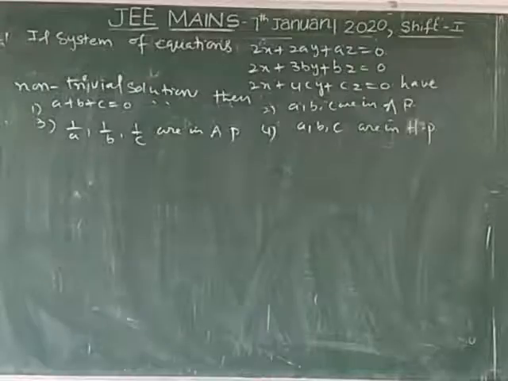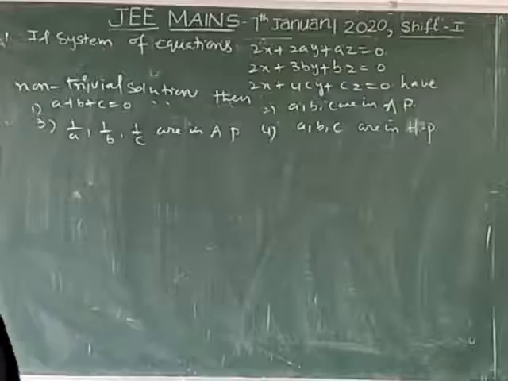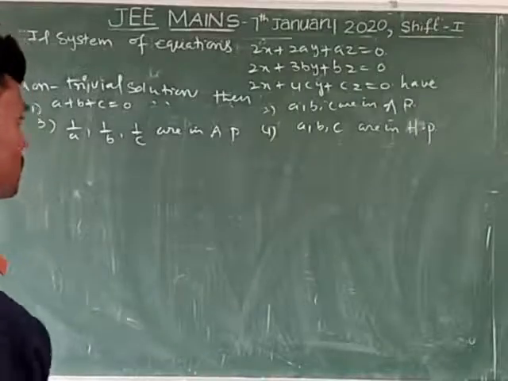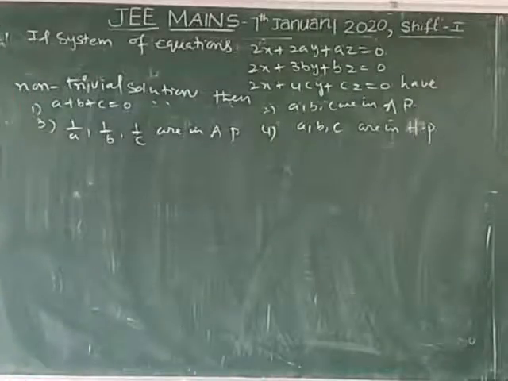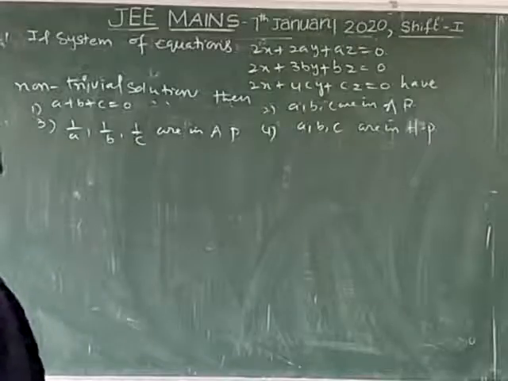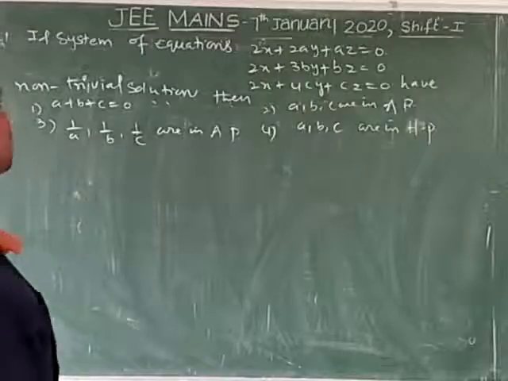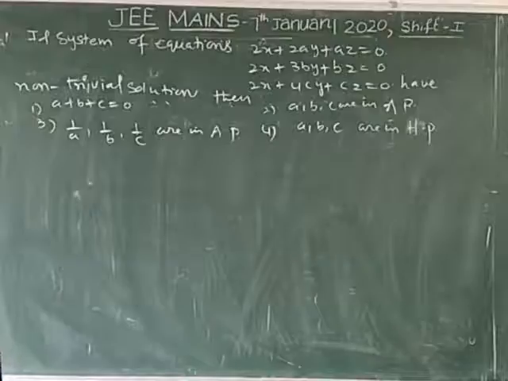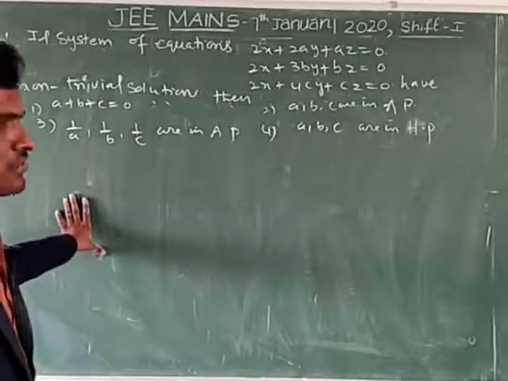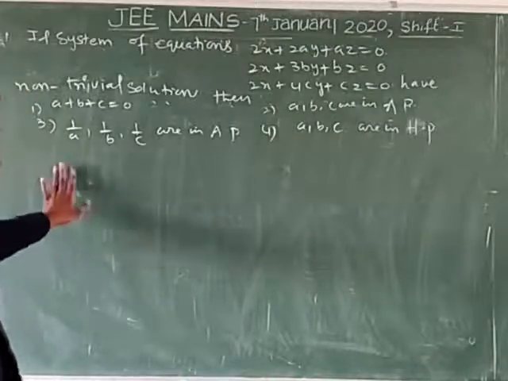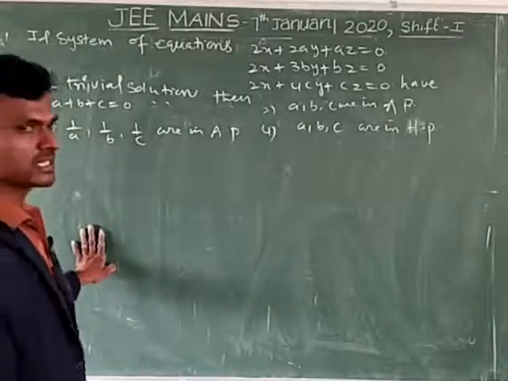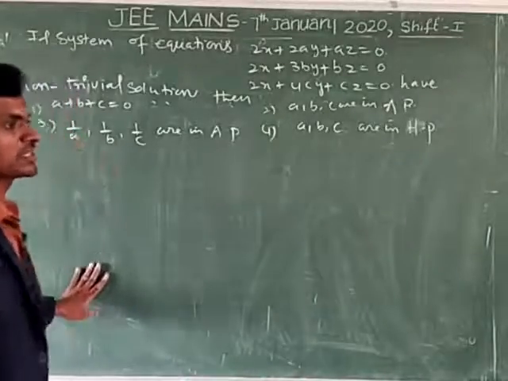Next problem: if the system of equations 2x + 2ay + az = 0, 2x + 3by + bz = 0, 2x + 4cy + cz = 0 has non-trivial solutions, then: first option, a + b + c = 0; second option, a, b, c are in AP; third one, 1/a, 1/b, 1/c are in AP; next one, a, b, c are in HP.